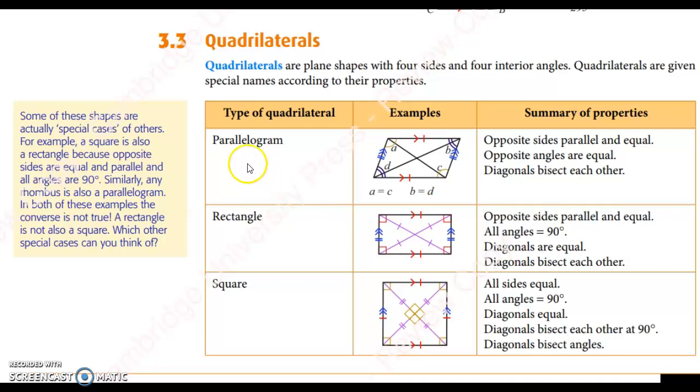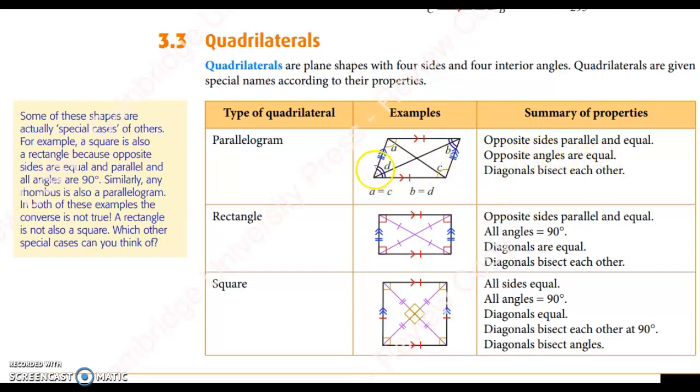The first type of quadrilateral is the parallelogram. The parallelogram has 3 properties. The first one is opposite sides parallel and equal. So the top side and the bottom side are parallel, and the left side and the right side are parallel. And then the opposite angles are equal.